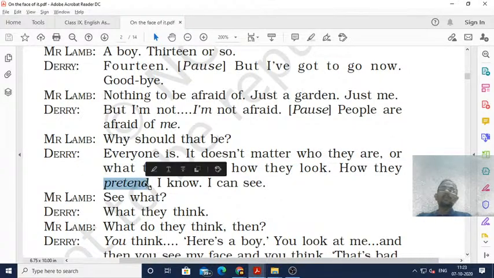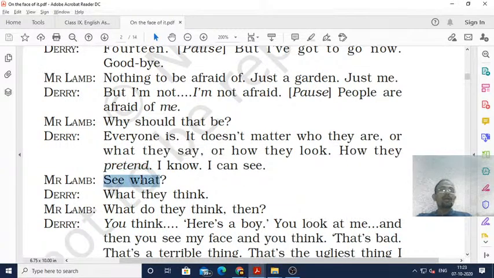How they pretend means how they feign in front of me, how they act in front of me. I don't bother about all this, okay? Then I can see. Mr. Lamb says, see what they think. I can understand what they think. See, I can see means I can understand.